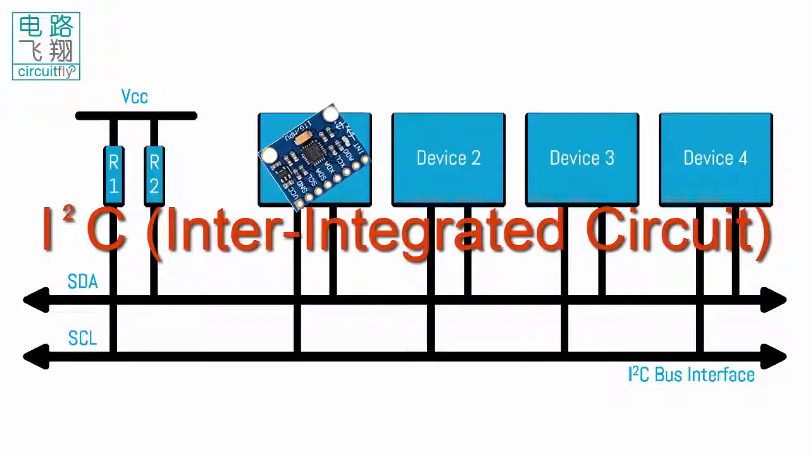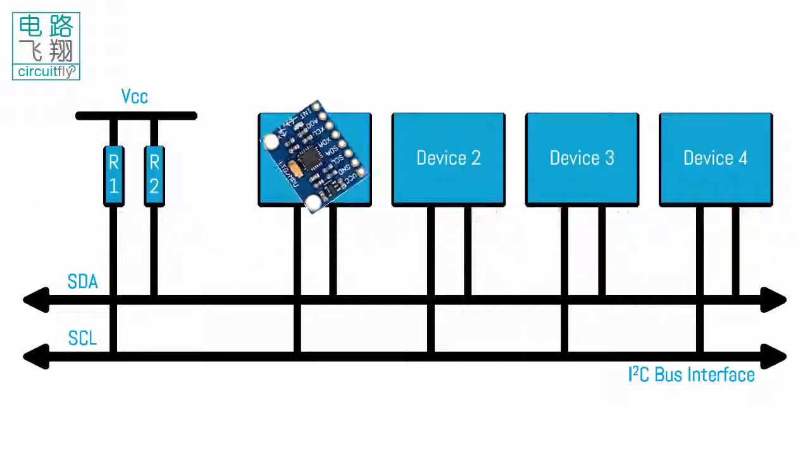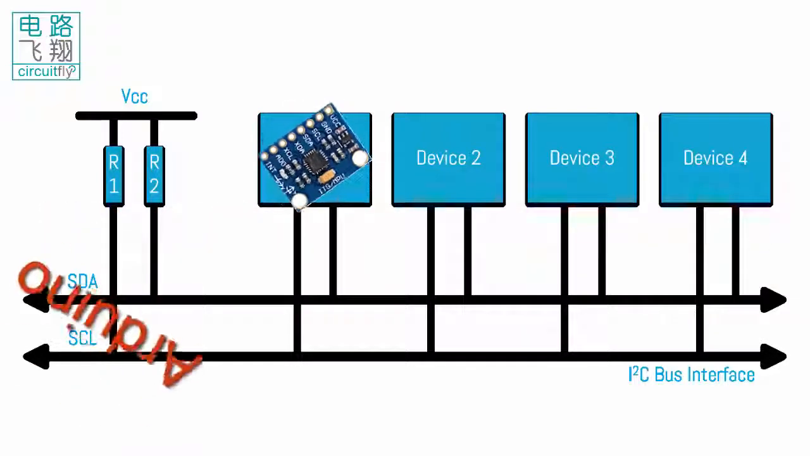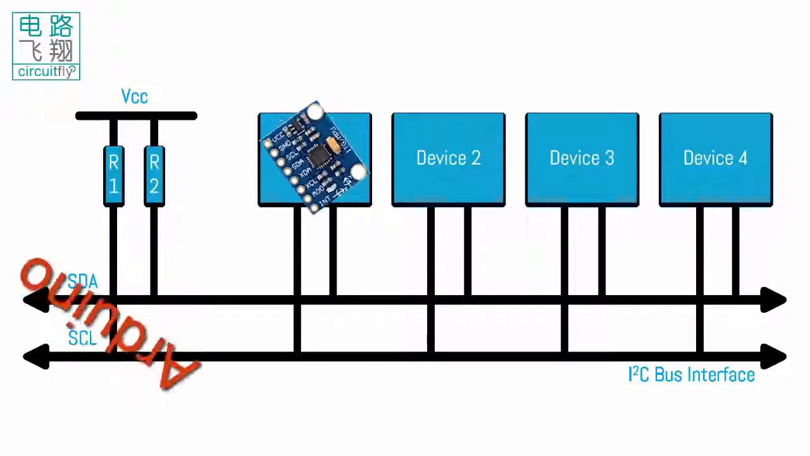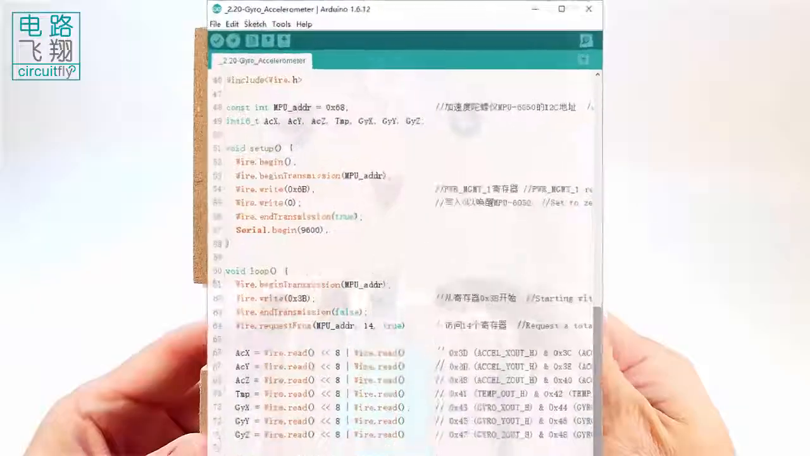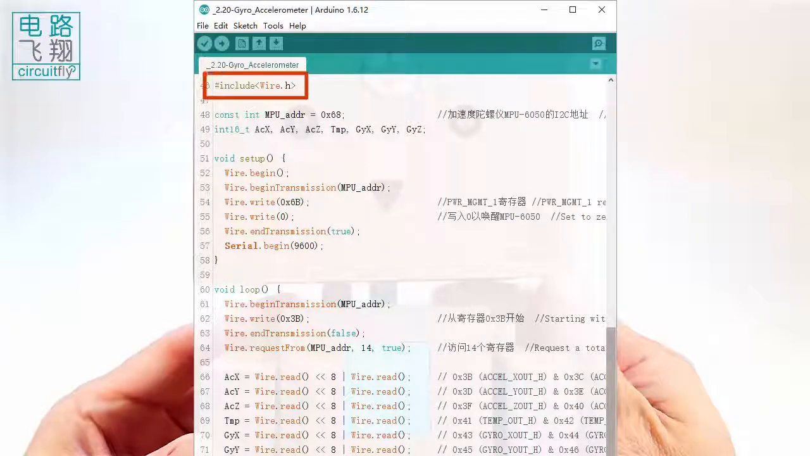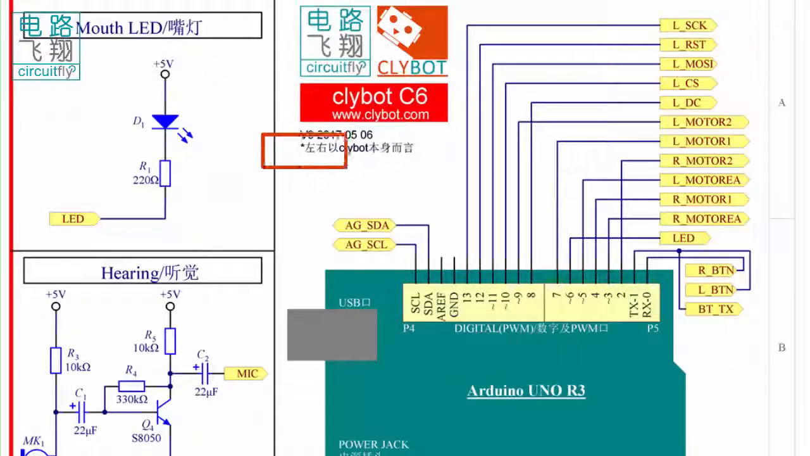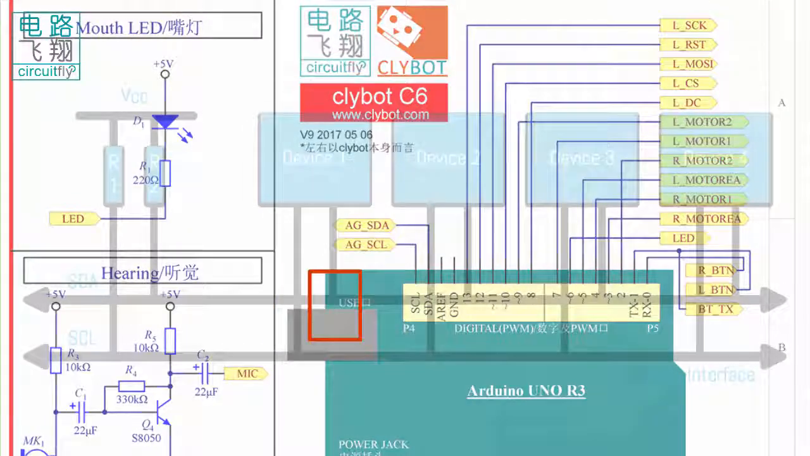MPU6050 is an I2C device, which can communicate with Arduino on the I2C bus. The Wire library is declared at the front to allow pins A4 and A5, namely SDA and SCL, to be used for I2C communication.